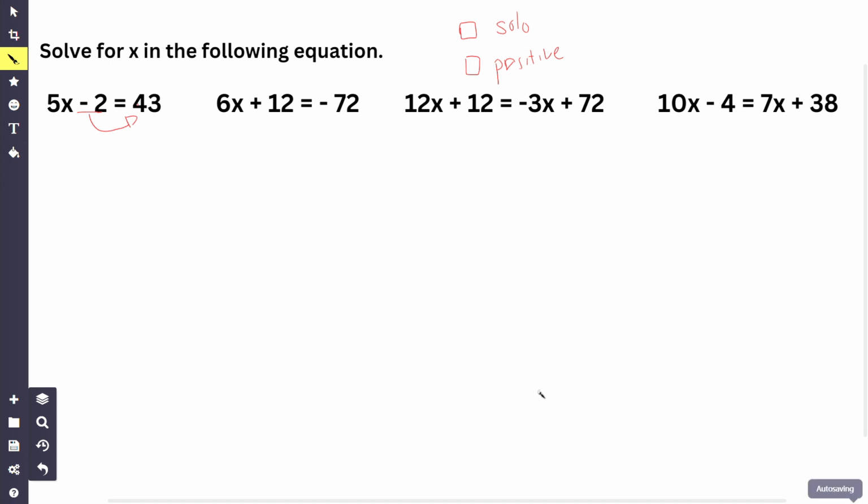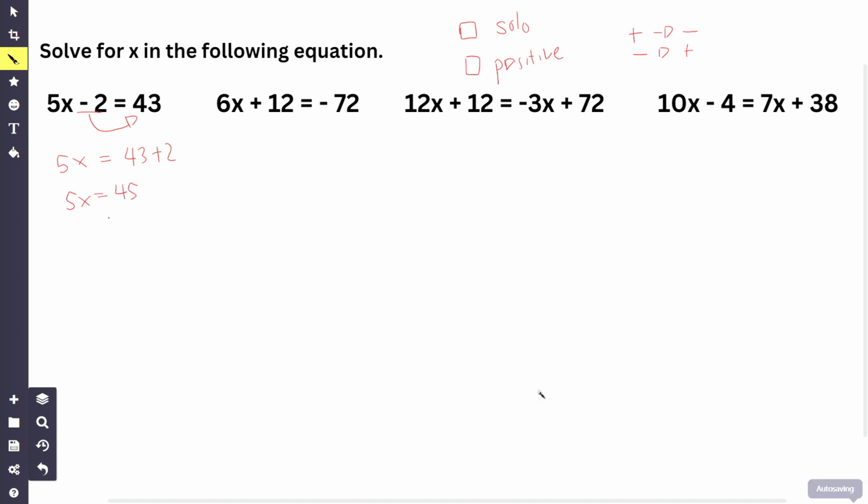So what do you mean transposition or transpose? Okay, when we transpose a number from left side to right or from right to left, all positive will become negative and negative will become positive. It's just the opposite sign. So what will be left on the left side is 5x and then equals. I will just copy the 43 because it will be retained. And then now negative 2 will become positive 2. So we have here 5x equals 45.